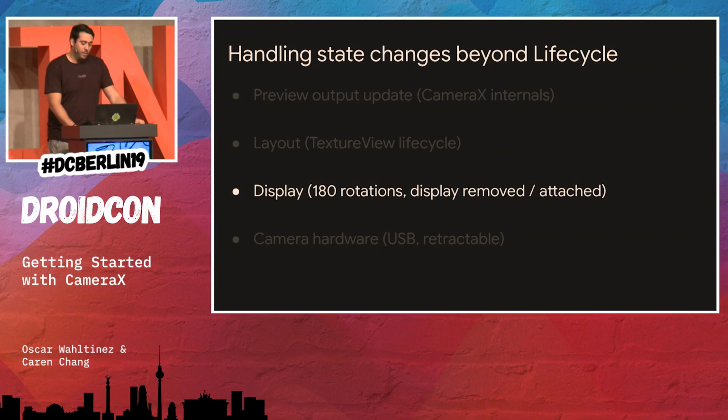We still need to look at the display. So the problem with the display is that, again, when you get the 180-degree rotation, you're not going to get any other callback. You also have display removed and reattached. In our sample app, we're not really worrying about this, but imagine that you have something like a communications app, and you are showing the preview, and when the user plugs in an external screen, that may be a signal to you that the user wants to see this preview in the other screen. We're not looking at it, but you may be interested in that.